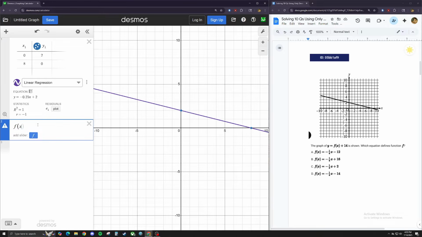So we say that f of x is equal to -0.25x plus 2, but we're told that this is given to us as f of x plus 14. You can just say 2 minus 14, which is -12. And so we have -1/4 x minus 12. So the answer is A.